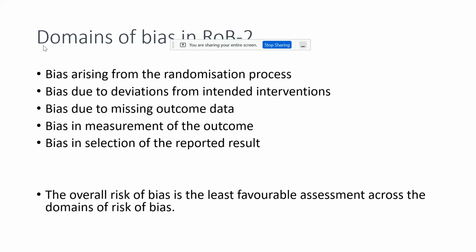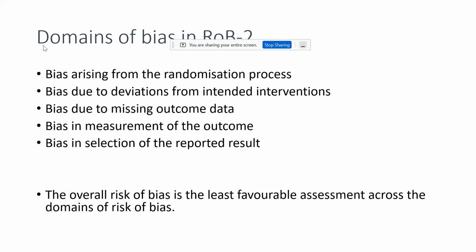So what are the 5 domains in the RoB2 tool? The 5 domains are: first, bias arising from the randomization process. We'll go through each in more detail. Then we have bias due to deviations from intended interventions, bias due to missing outcome data, bias in measurement of the outcome, and bias in selection of the reported result.